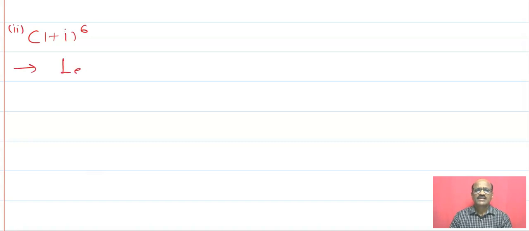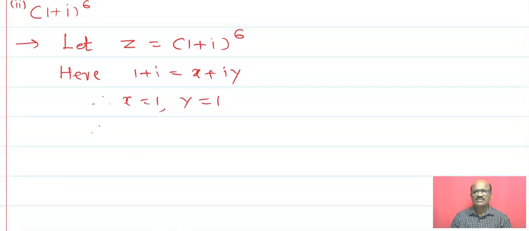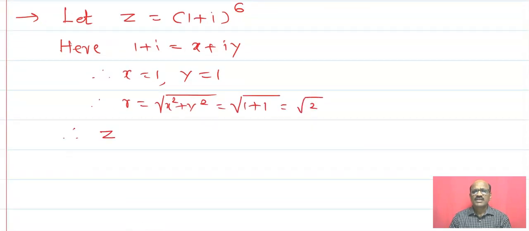Now the next, second: (1 + i) raised to 6. That is z is equal to (1 + i) raised to 6 here. That is 1 + i is equal to x + iy, that I want to express. That is x is equal to 1 and y is equal to 1. R is equal to root of x² + y². What is the value of R? Its modulus is root 2.